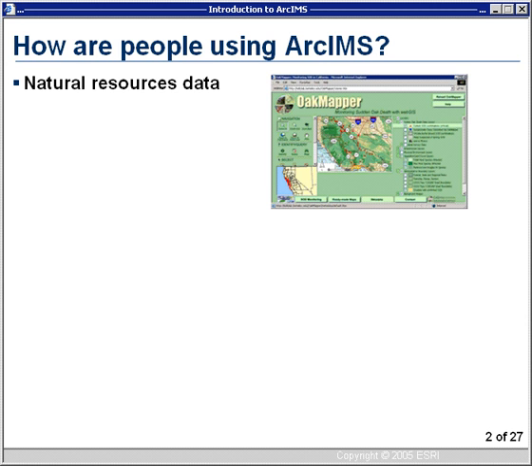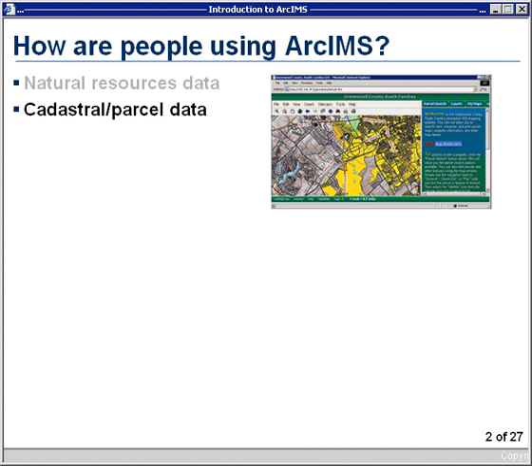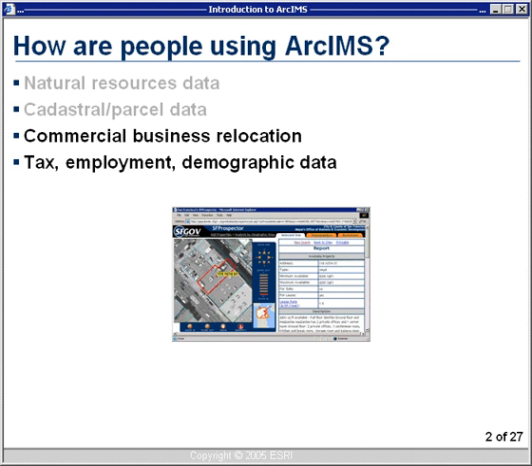ArcIMS can be applied to many different industries for data distribution and sharing. Disciplines such as natural resources use ArcIMS to share information about the land or environment such as mining, forestry, land cover, or agriculture. In the area of local government, cadastral and parcel data is commonly posted on the Internet using ArcIMS websites. Applications of ArcIMS for commercial businesses include such things as site location analysis and market analysis using property and demographic information.